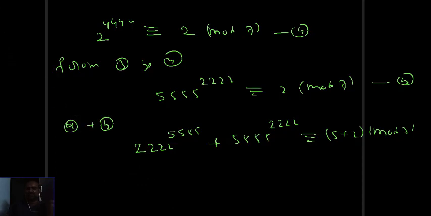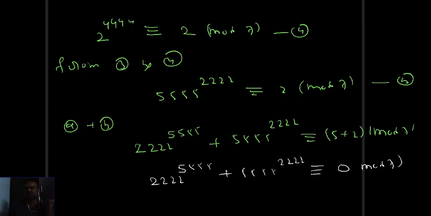Now what can I say here? 2 power 5 plus 5 power 2 is congruent to 0 modulo 7, because 5 plus 2 is 7 only. What is the meaning of that? The remainder is 0, means the given number is exactly divisible by 7. Therefore, the remainder is 0. Okay.